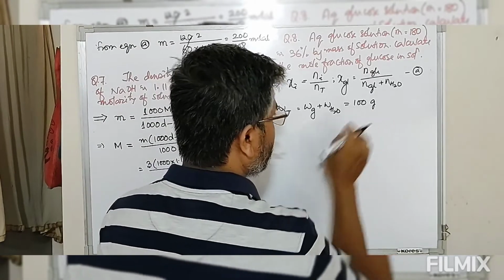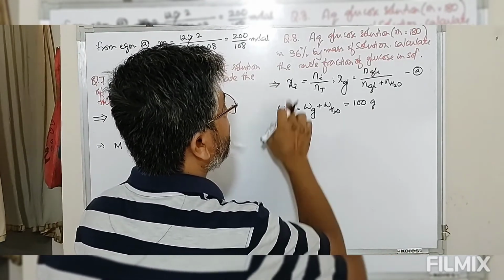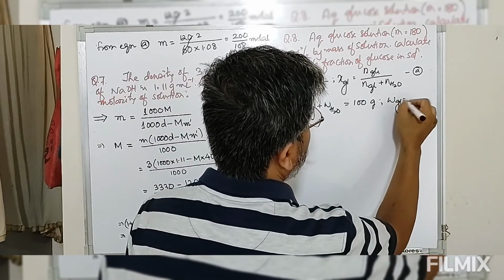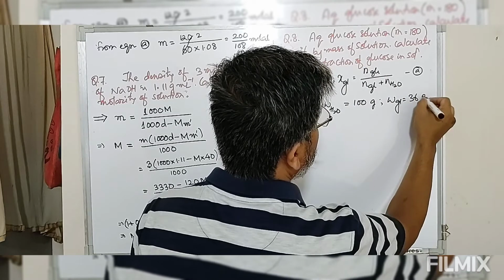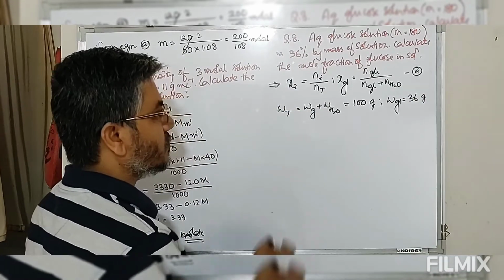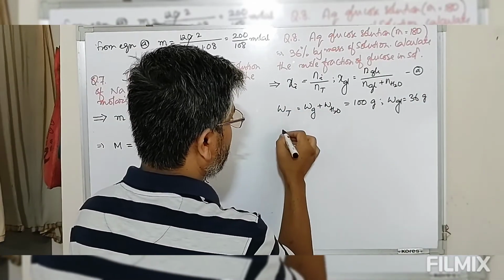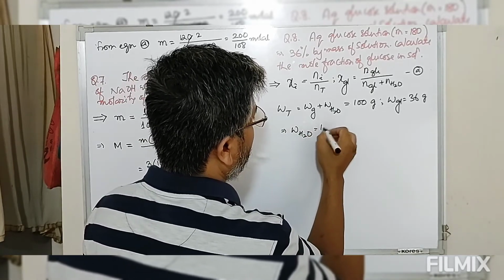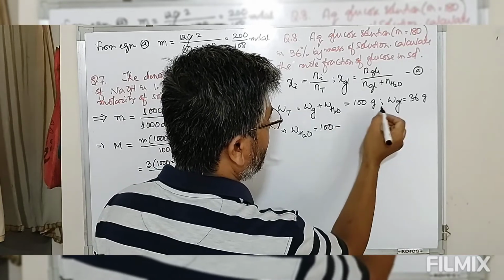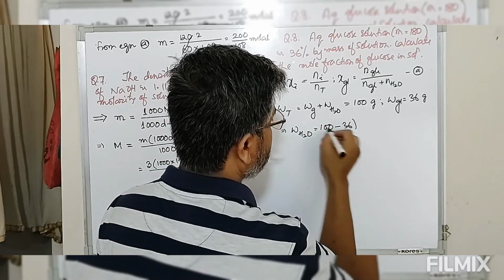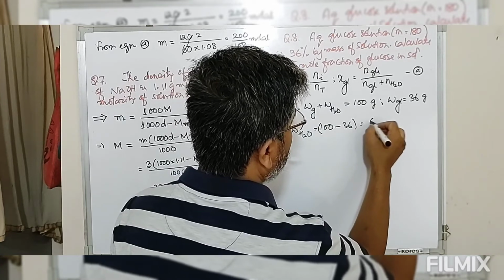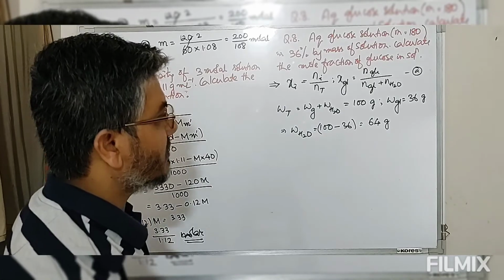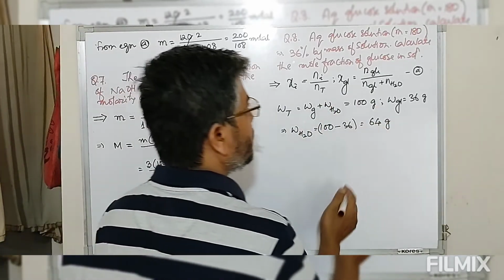If this is the mass of solution, then the mass of glucose in the solution is 36 gram. So we know the mass of glucose and total mass of solution. So therefore mass of water present in the solution is 100 minus mass of glucose, that is 36. So this comes out to be 64 grams. So we know the mass of glucose and mass of water. So now we can convert this mass into number of moles.